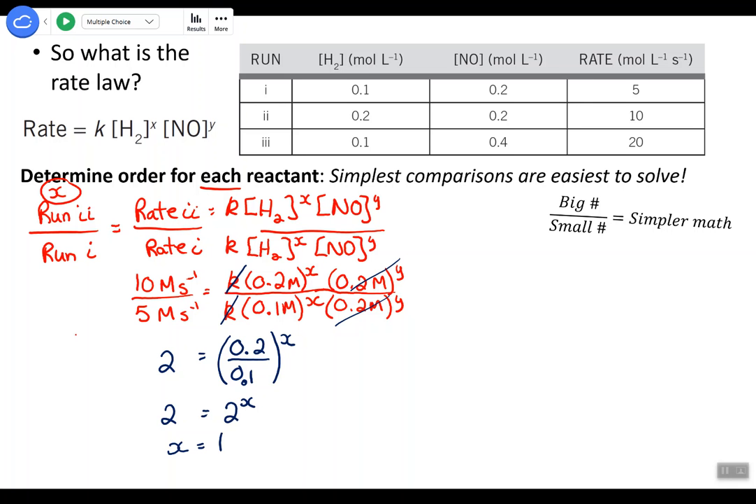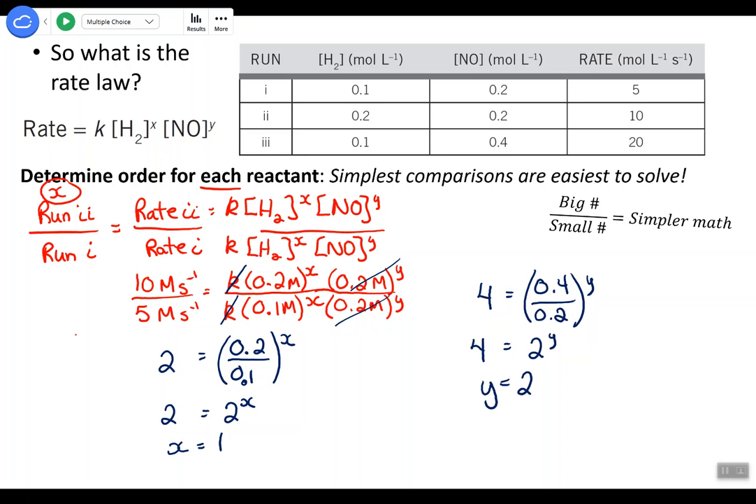If it wasn't so obvious, I could take a log of both sides, bring that x down, and we could solve it that way. We could do the same thing for y. And I'm going to let you do this on your own time. You could take run 3 divided by run 1, cross out the things that aren't changing, isolate for y, and you're going to end up with 4 equals 0.4 over 0.2 to the power y, which gives you 4 equals 2 to the power y, so y equals 2.